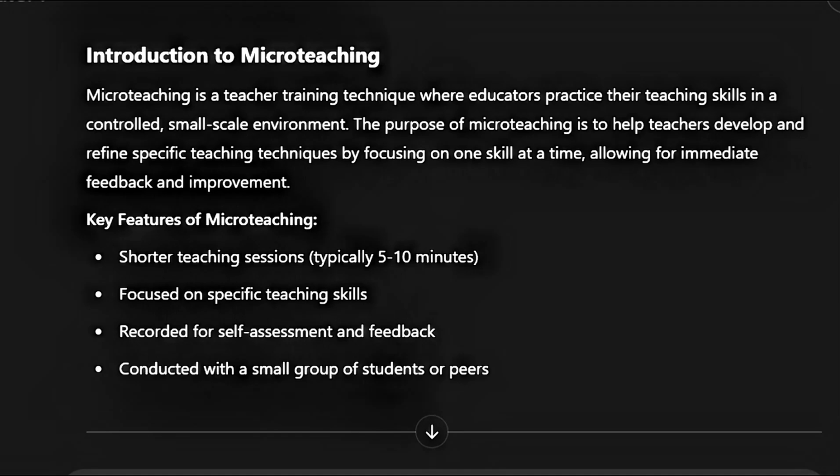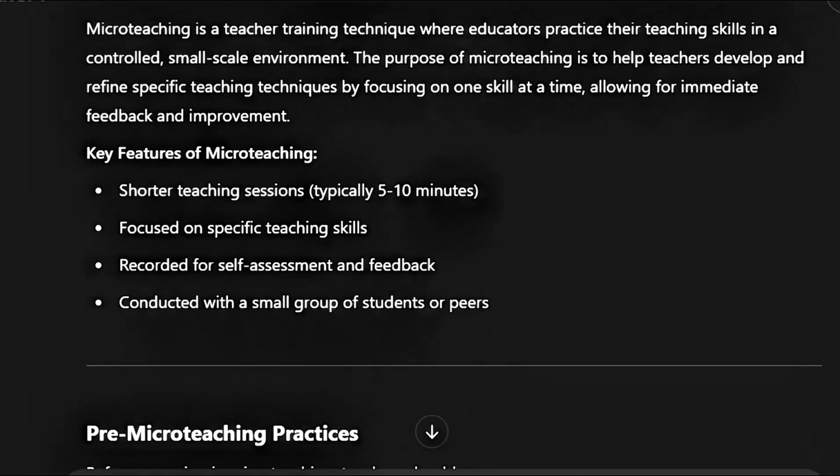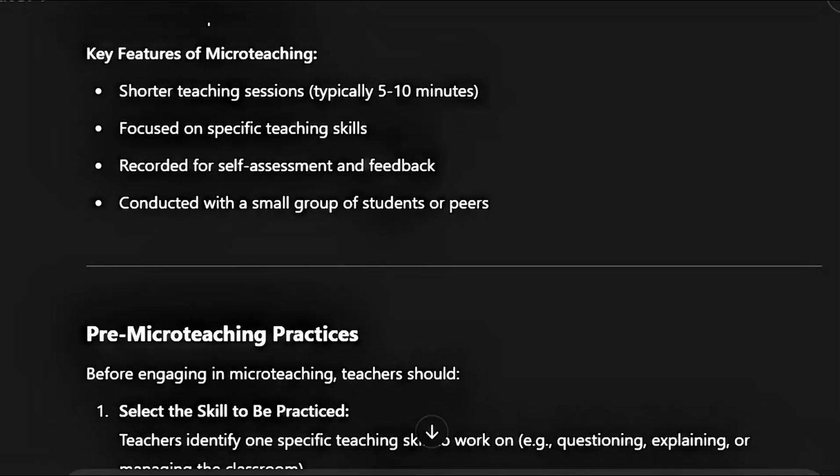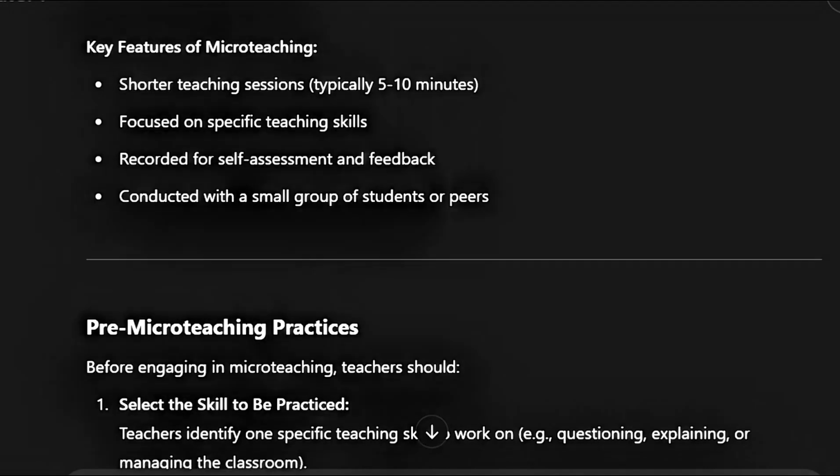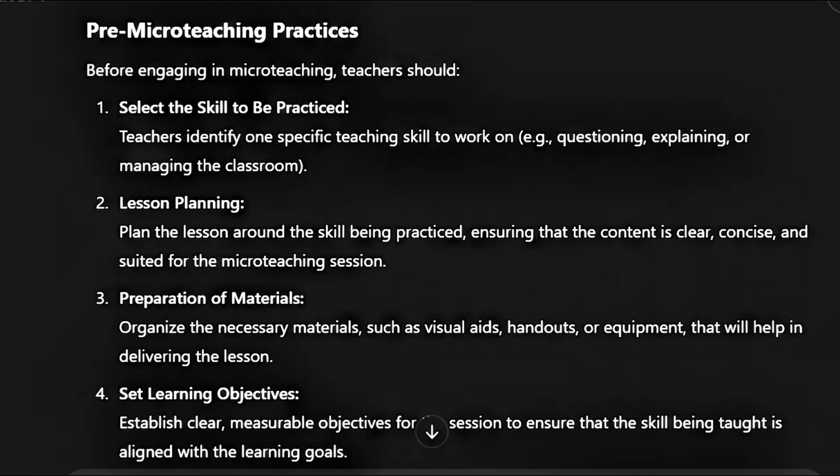Key features of microteaching: shorter teaching sessions, typically 5 to 10 minutes, focused on specific teaching skills, recorded for self-assessment and feedback, conducted with a small group of students or peers. Pre-microteaching practices. Before engaging in microteaching, teachers should: 1. Select the skill to be practiced. Teachers identify one specific teaching skill to work on, e.g., questioning, explaining, or managing the classroom.